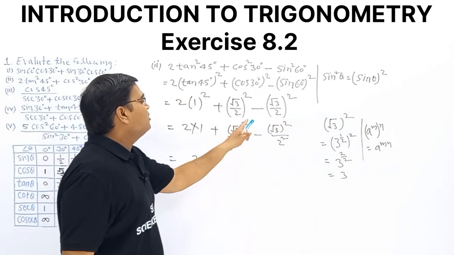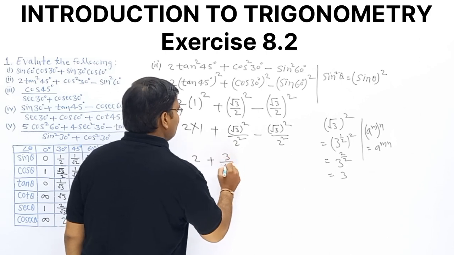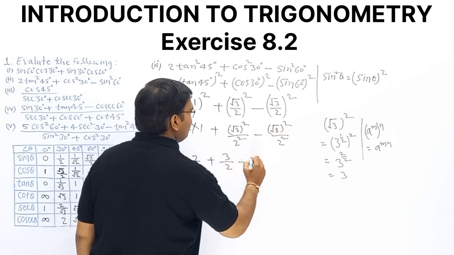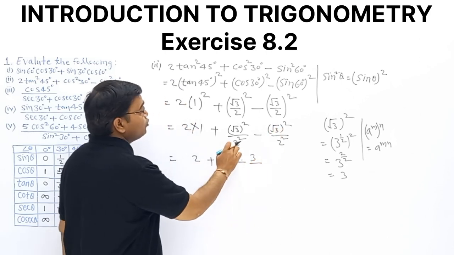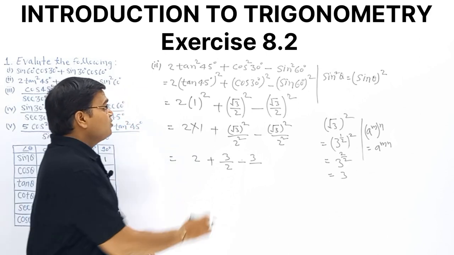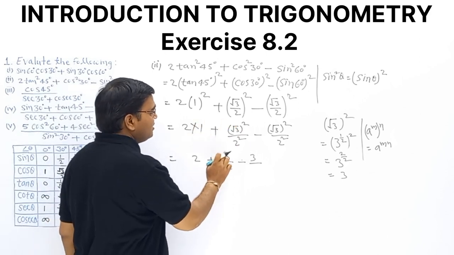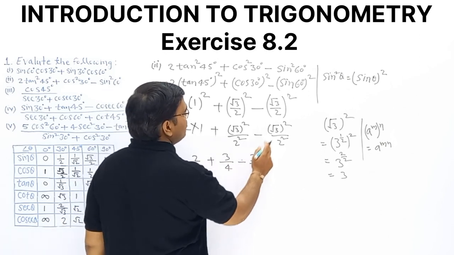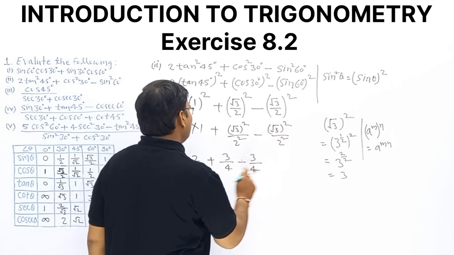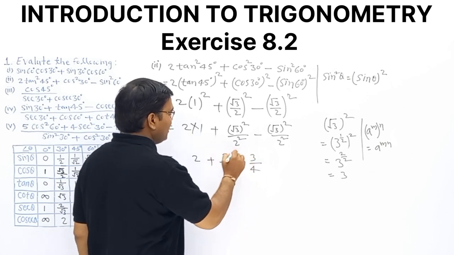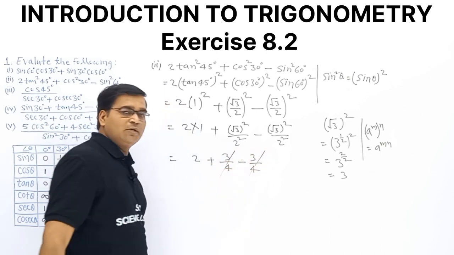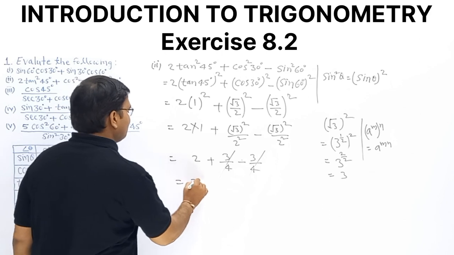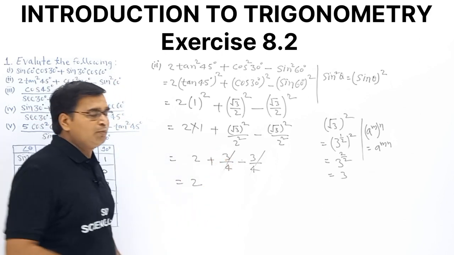So square root of 3 whole square will be what? 3 by 2. And minus this one will be again 3 by 2 square. This is the 2 square. Observe, square root of 3 whole square is 3 and 2 square is what? 4. This is the 4 and this one is 3 and this one is 4. Now this is positive and this one is negative, so both cancel each other. Only 2 is remaining. So its answer is 2. I hope you understand.